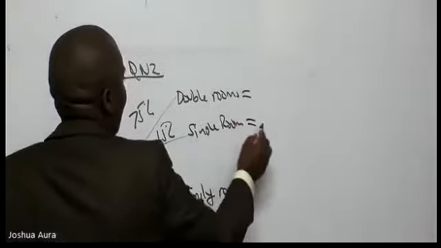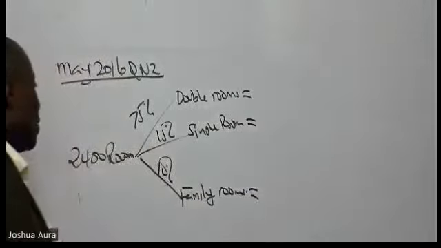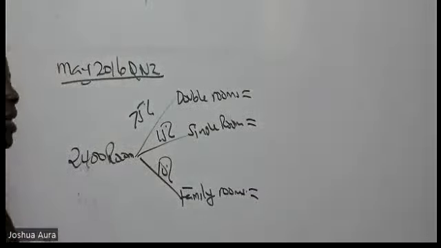So could you kindly give me these figures in the journal? So 75% of 2,400 gives us how many double rooms?